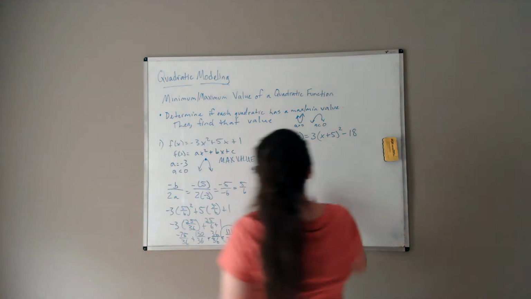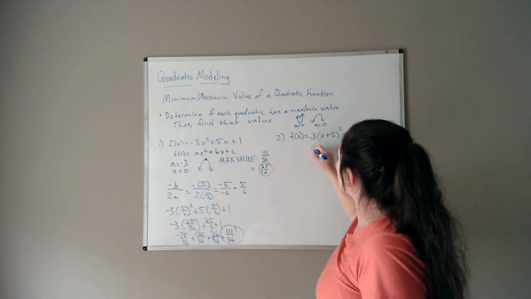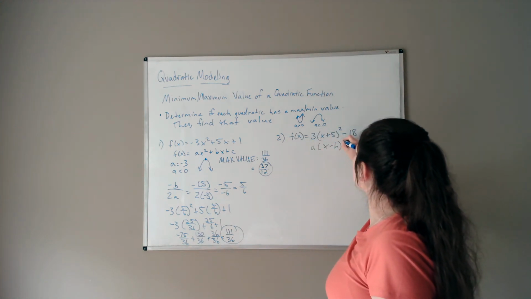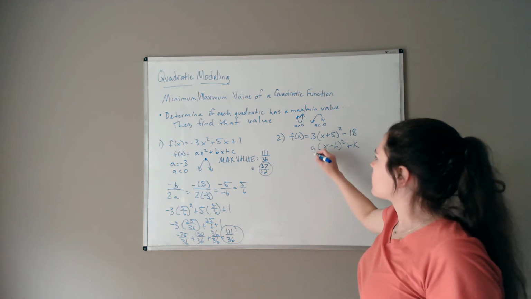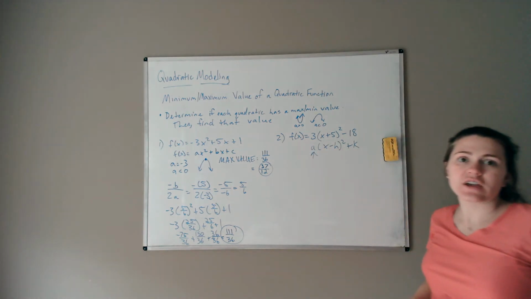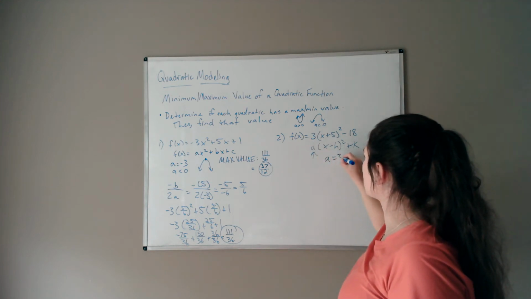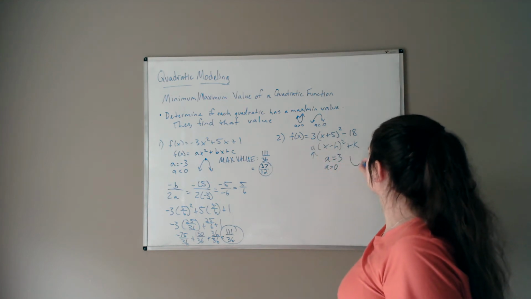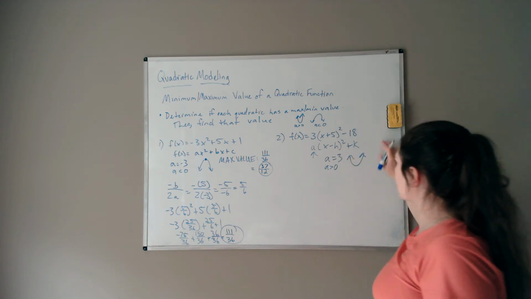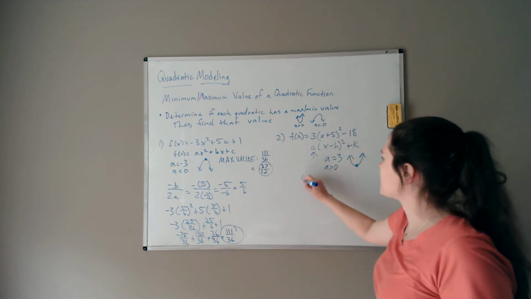And number 2, we are not in standard form. Know what form you're in. You are in vertex form, so a sits right outside when you're in true vertex form. Look at the value of a. A here is 3. A is greater than 0, so this is a U that faces up, which means this will have a minimum value.